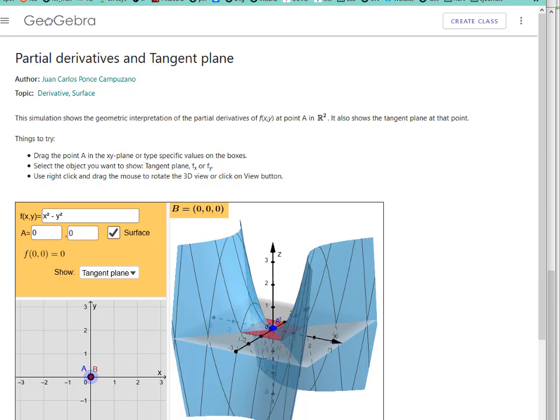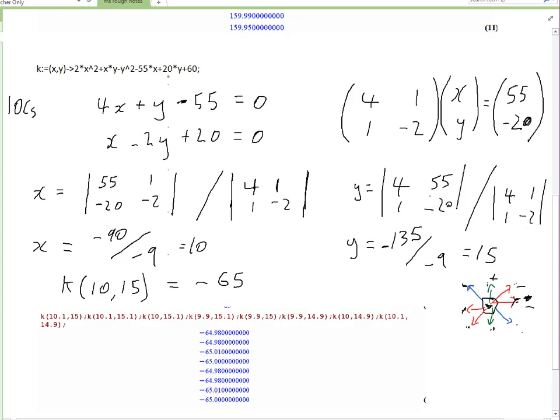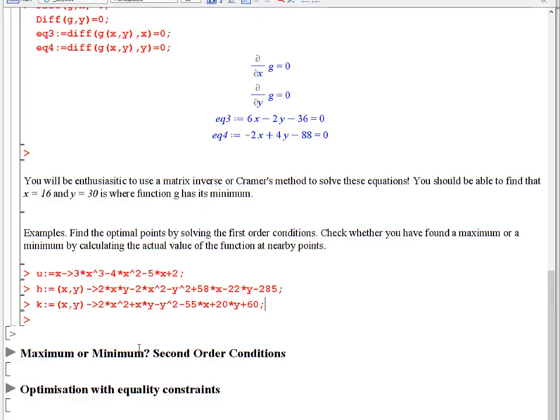So even though the first order conditions are satisfied, we've found a value, but it's not a maximum or a minimum. And at the moment, you can only test by looking at different points near it. So we need a better way of doing that, which is why in the next section we go on to look at maximum or minimum second order conditions.